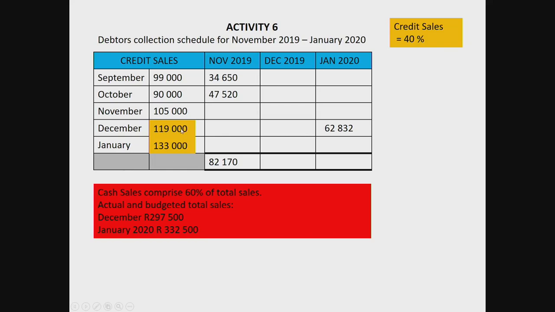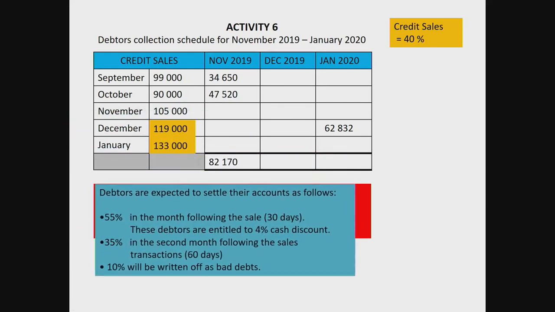In the information, they must also give me the collection policy, or the trend, the way that the debtors normally settle their accounts. It says debtors are expected to settle their accounts as follows. These figures over here, from the 99,000 until the 133,000, are all the credit sales, the amounts that the debtors owe me. I sold to the debtors in September for 99,000. Then it says 55% of those debtors paid in the month. In other words, 55% of them paid in September.